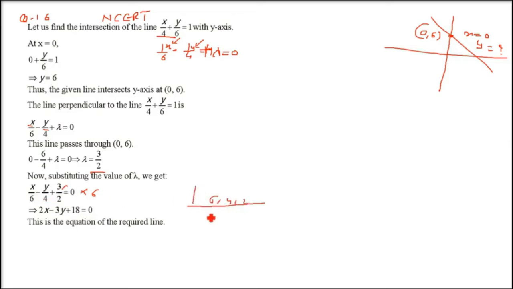Just take the LCM of the denominators 6, 4 and 2, and multiply each term by it. 6 is 2 times 3, 4 is 2 times 2, and 2 is 2. So the LCM is 12. Multiply all the terms by 12. You get 2x minus 3y plus 18 equals 0. So 2x minus 3y plus 18 equals 0.